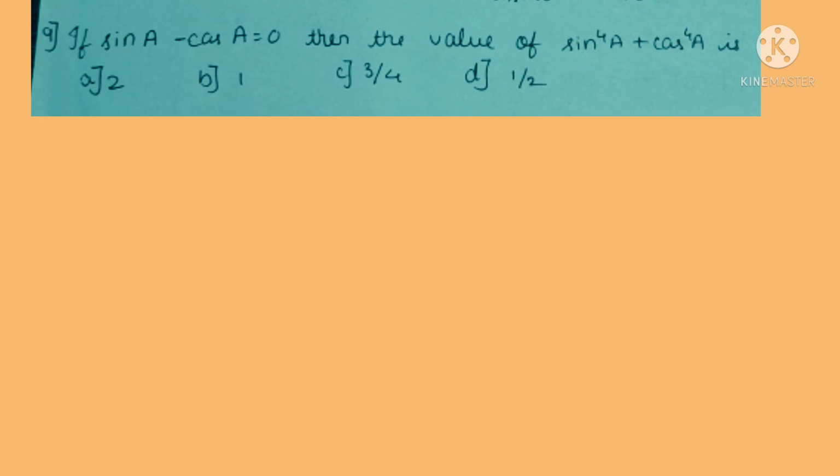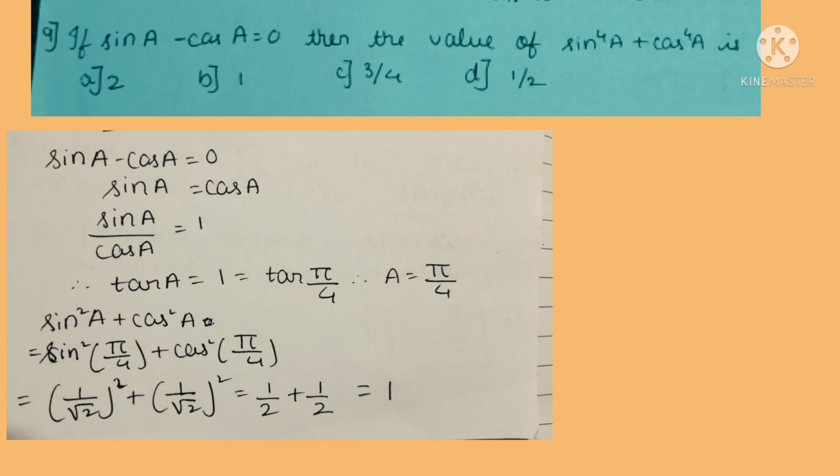Ninth main question: if sin A minus cos A is equal to 0, then what will be the value of sin raised to 4A plus cos raised to 4A? Here also the options are mentioned, so let's get started. According to the given question, sin A minus cos A is equal to 0. So can we put it as sin A is equal to cos A?